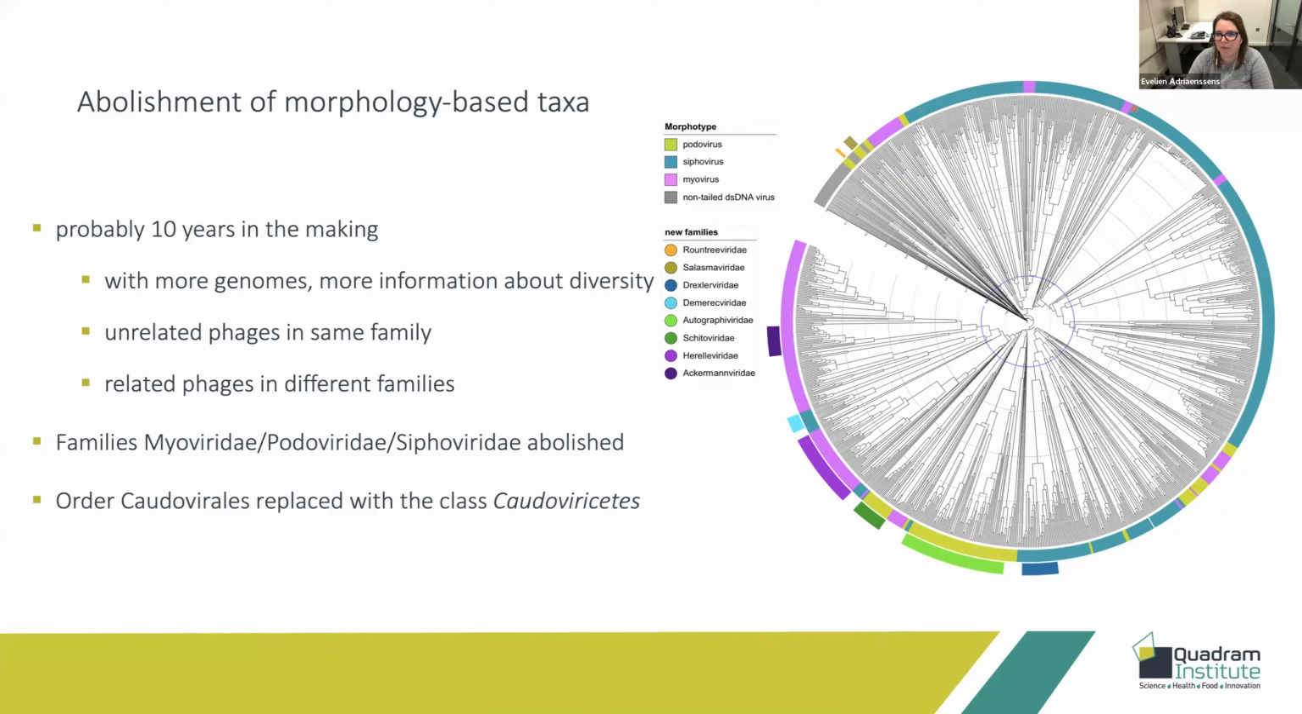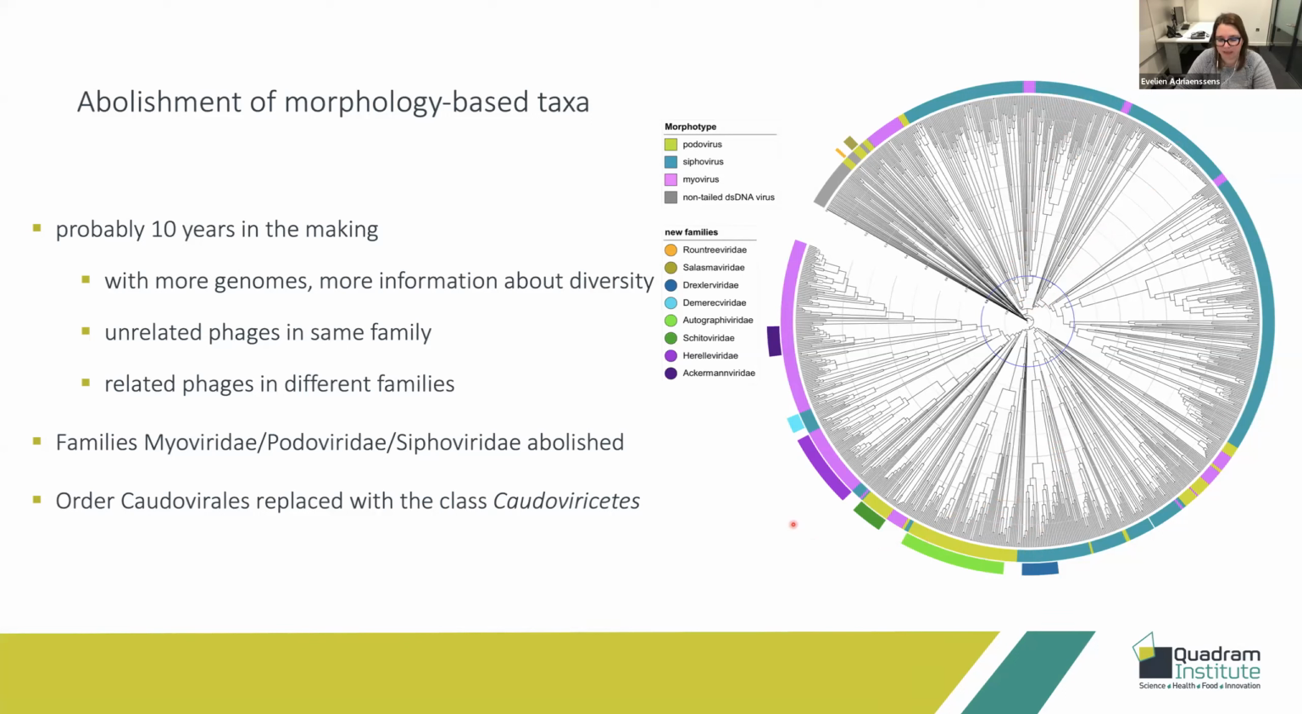And then we can see that, for example, you have these pockets of other morphotypes interspersed with the other, so the Myoviridae, Podoviridae, Siphoviridae families were not what we call monophyletic, so coming in one clade here. They were kind of spread across. But there are clear groups that belong together, and there are also groups where you have unrelated phages in the same family, but then related phages in different families.